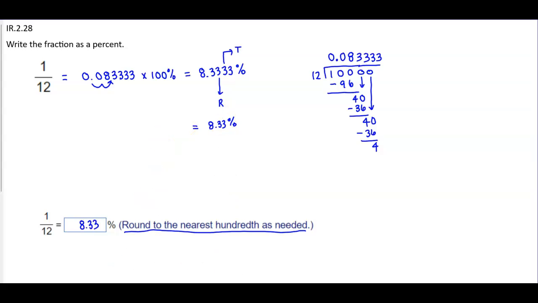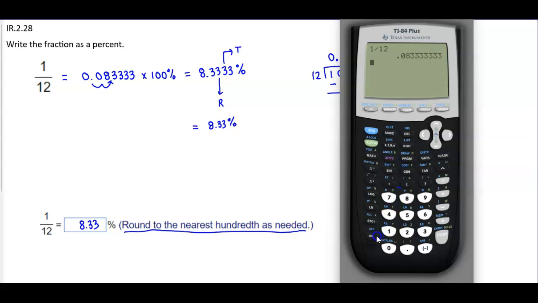Also, if we wanted to do this on our calculator, we can do that. We can take 1 divided by 12, and it also gives us that number. We just need to make sure that we have the calculation correct, and again, don't round until the very end of what you're looking for.